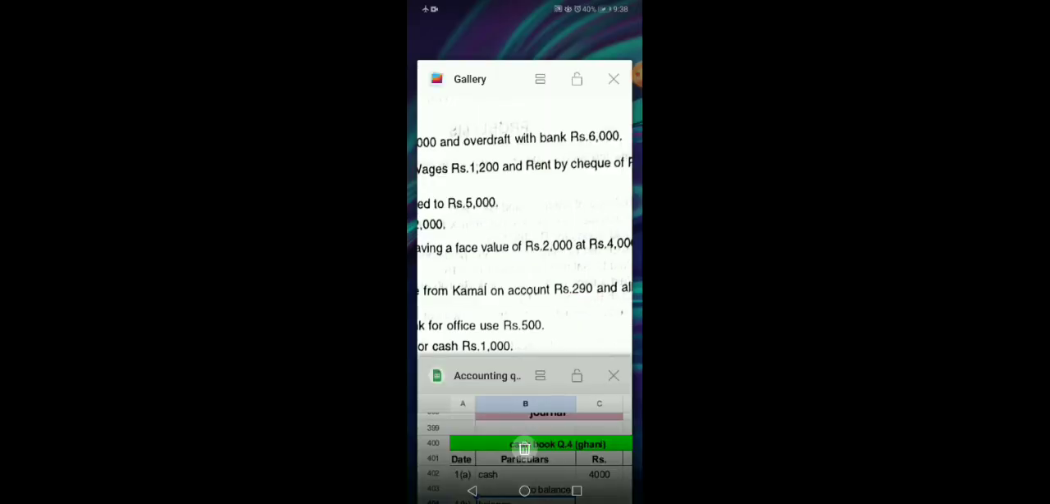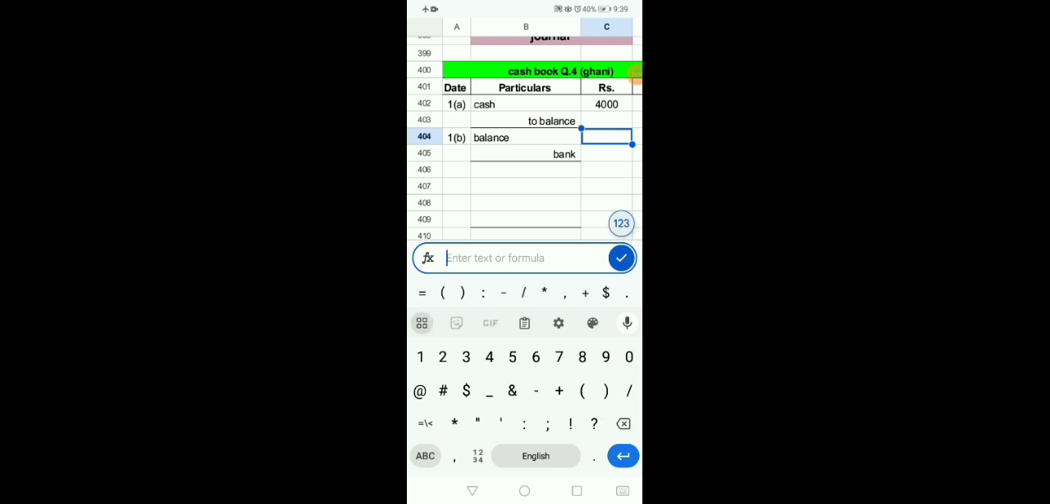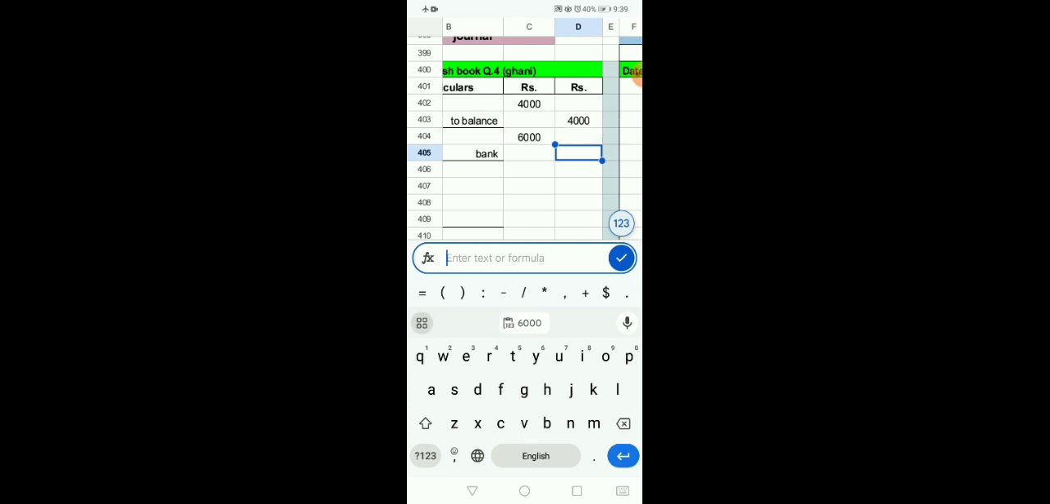Now let's see how much overdrawn balance is, and that is 6000 mentioned over here. So you are going to write 6000 on your debit side, and same amount you are supposed to write on your credit side. In this way you have your first entry completed. Cash in hand is an asset, and overdrawn bank balance is a liability.